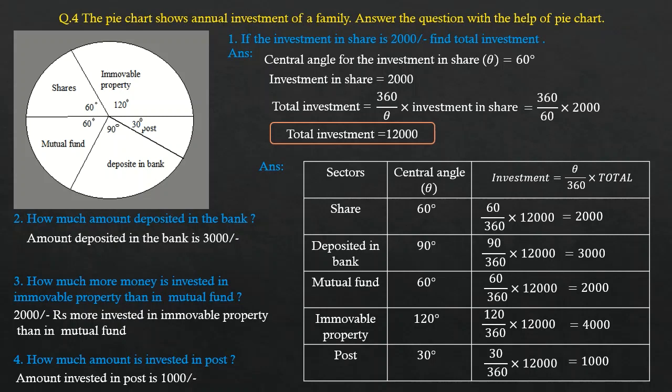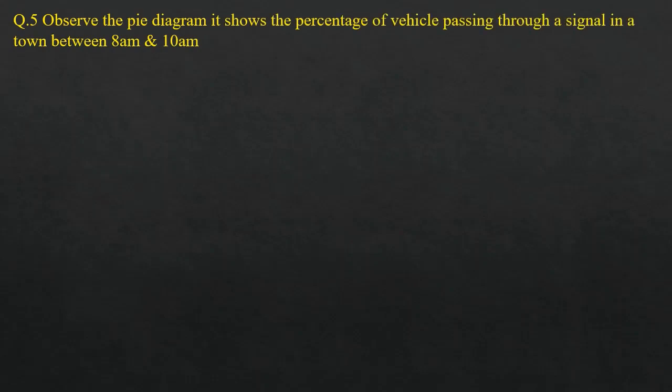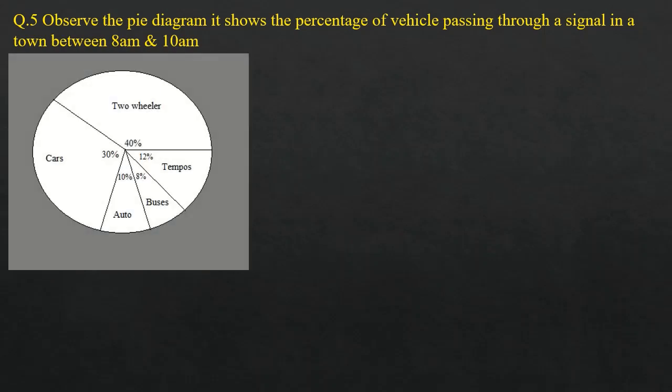Let's discuss one more question of reading of pie diagram, because reading of pie diagram is also very important. Question comes for 3 to 4 marks in the board exam. Let's start. The question is question number 4. Observe the pie diagram. It shows the percentage of vehicles passing through a signal in a town between 8 a.m. and 10 a.m., and the data is given in the form of two-wheeler, tempos, bus, ऑटो एंड कार्स.